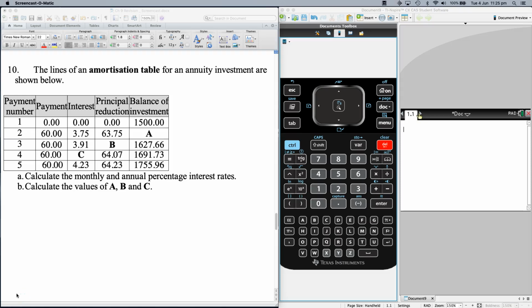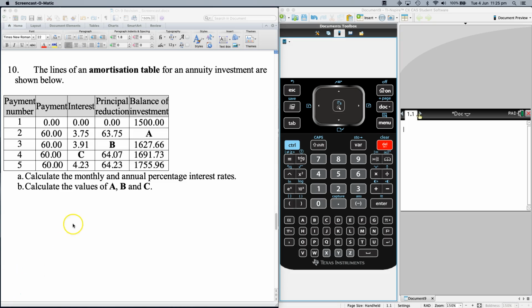Let's look at this question on the revision sheet for Chapter 9. We're told that this is an amortization table for an annuity investment. I want to point out a few things just so that you know when you're looking at this, just make sure you understand the difference between the reducing balance loan and the annuity investment, and the things that are going to happen in that amortization table.